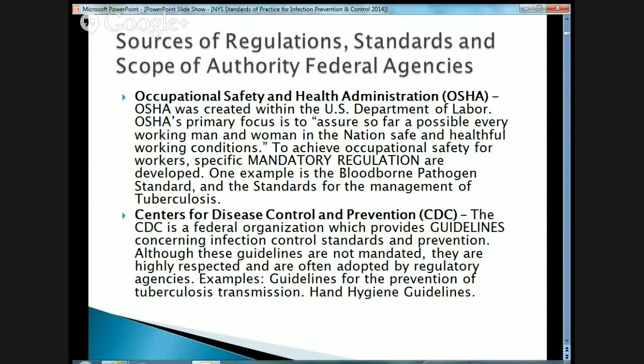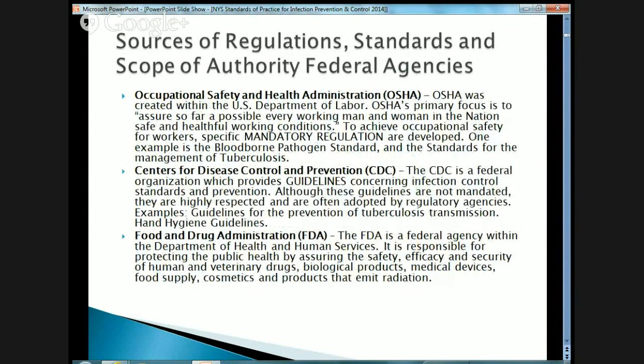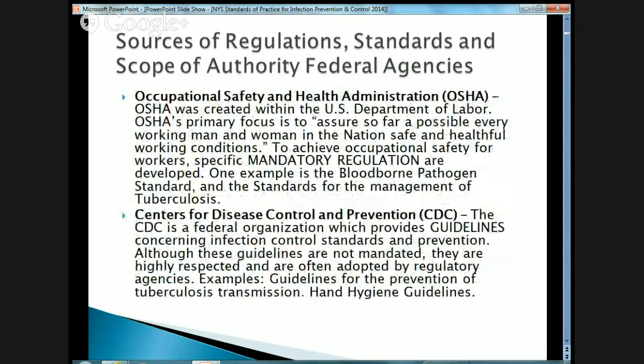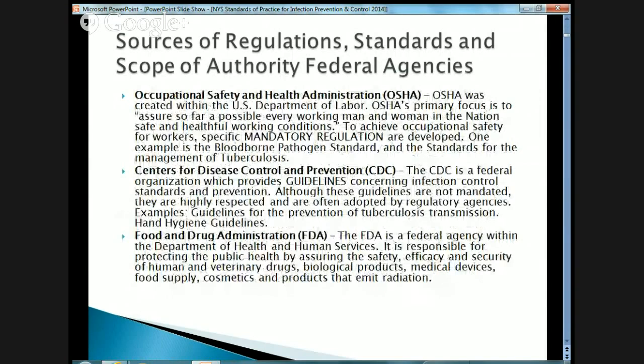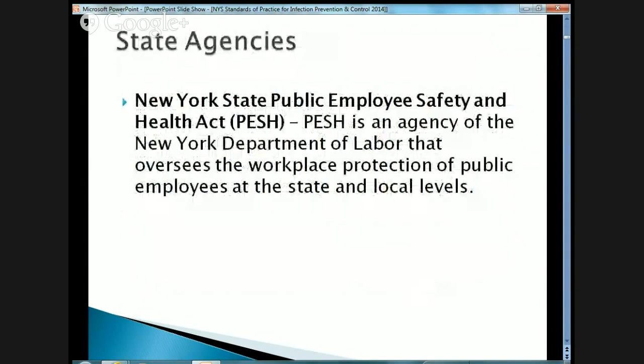Centers for Disease Control gives guidelines. However, those guidelines are considered standards of practice. Food and Drug Administration covers biologic products, medical devices, food supplies, cosmetics, and any products that have to do with radiation. Am I going the wrong way? Yes. PESH is actually OSHA for the city hospitals. Same organization, they deal with just the city agencies.